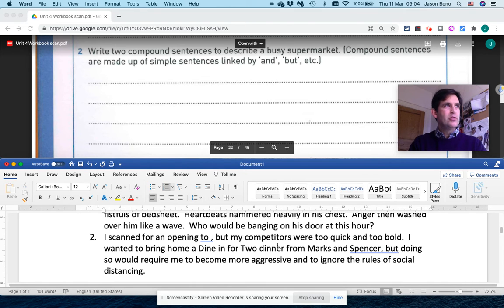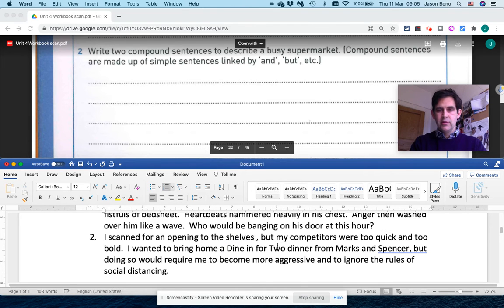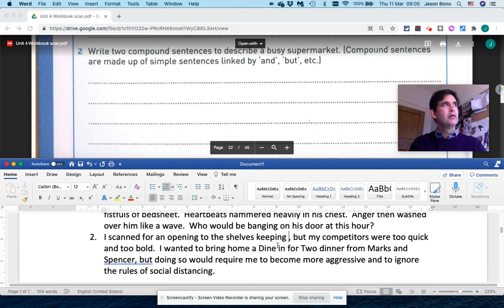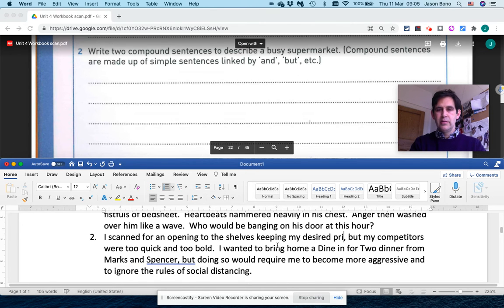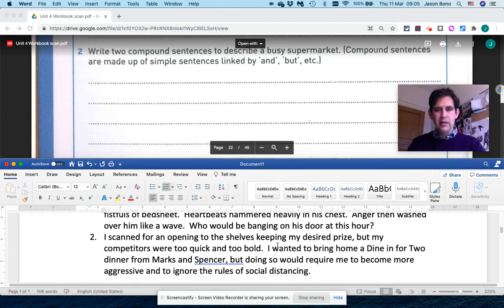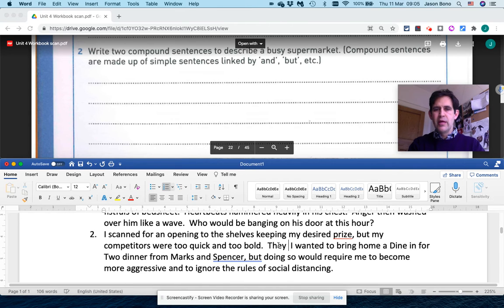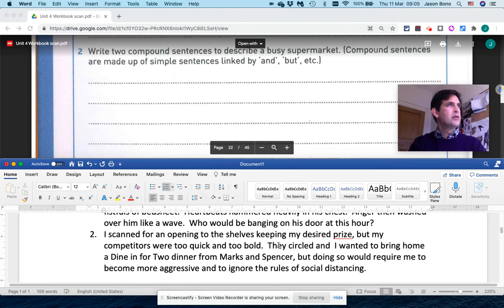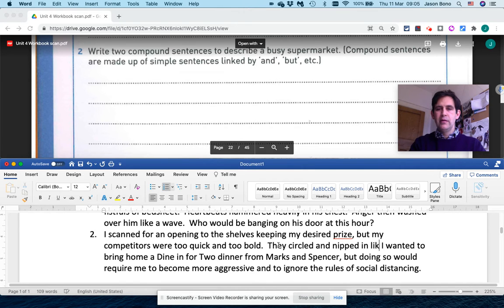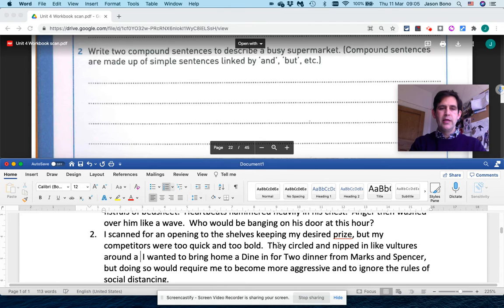I scanned for an opening to the shelves, keeping my desired prize. Again, being a little deliberately vague, in order to spark a little mystery in the sentence, but my competitors were too quick and too bold. What I really want to say here, I'm going to add a short sentence just to add a little bit of punch. They circled and nipped in like vultures around a carcass.